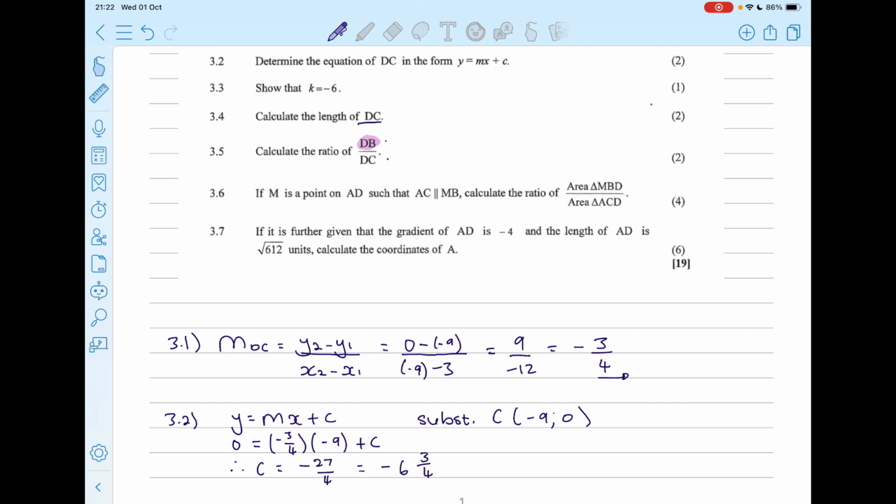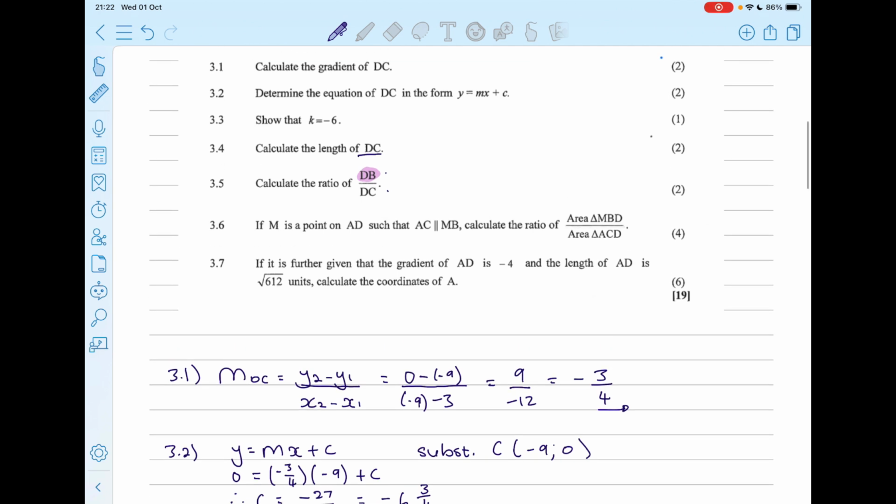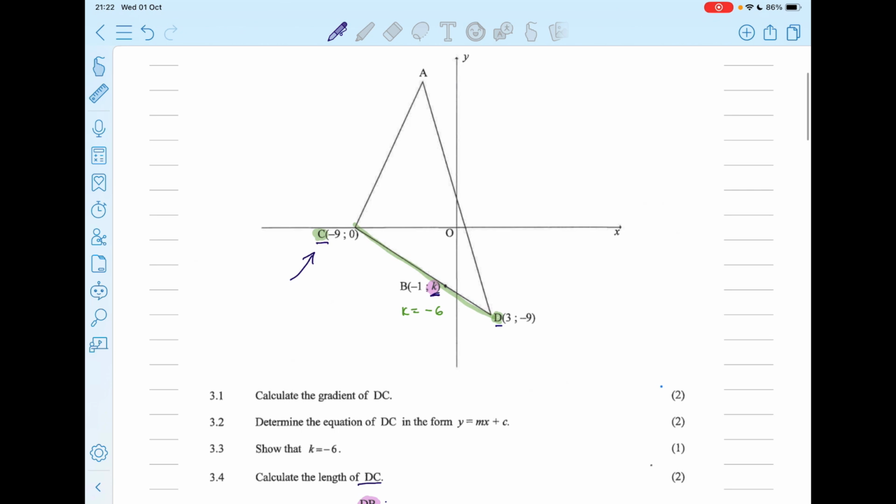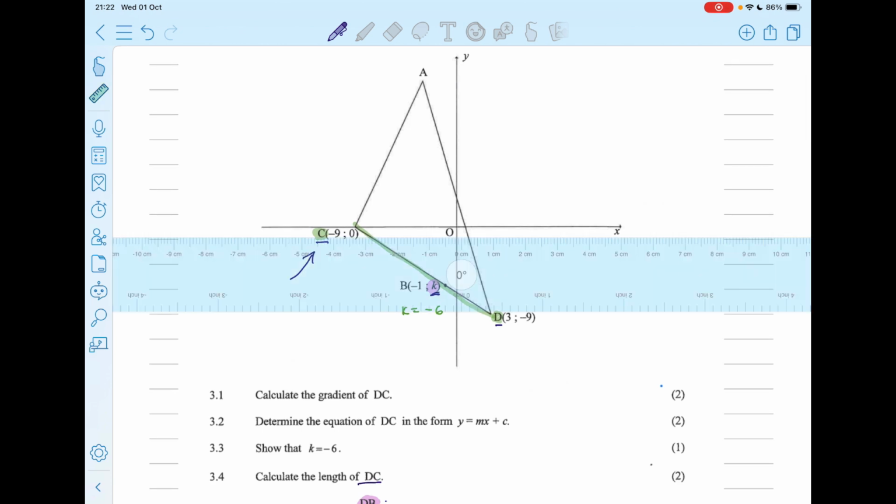If M is a point on AD such that AC is parallel to MB, calculate the ratio of the area of triangle MBD over the area of triangle ACD. Okay, this sounds very familiar to what we do in Euclidean geometry. So M is just a point on AD that allows AC to be parallel to MB. So let's find AC, and then we want a line parallel to that one.